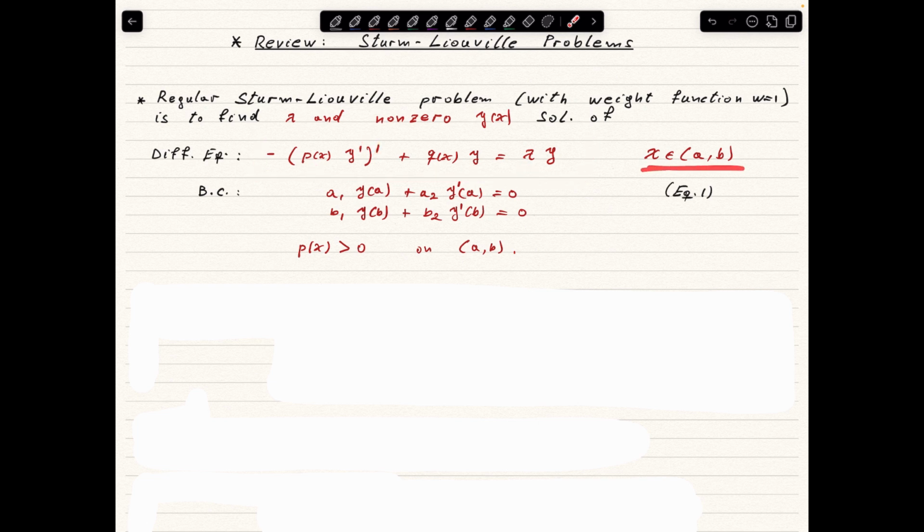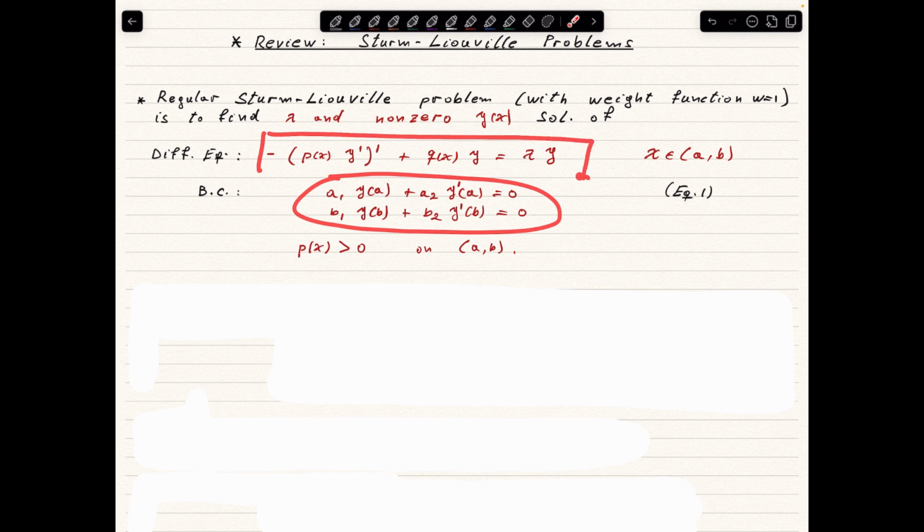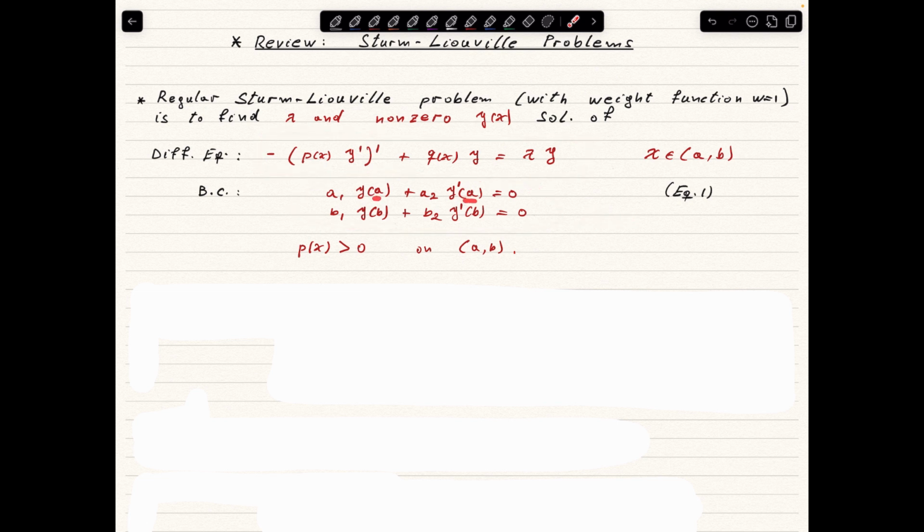X belongs to an interval AB, and on the side of the interval we have boundary conditions of this form. From all the solutions of this differential equation, we are looking for the solution that satisfies these two equations at the boundary, one side of the boundary and the other side of the boundary. Here the function p is a function that is positive on the interval AB. That's why the problem is a regular problem.